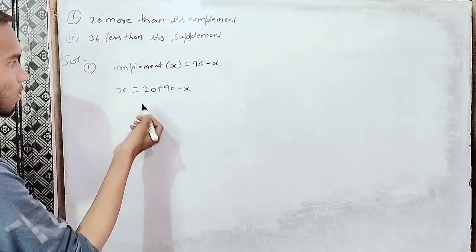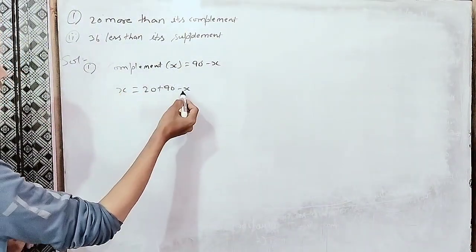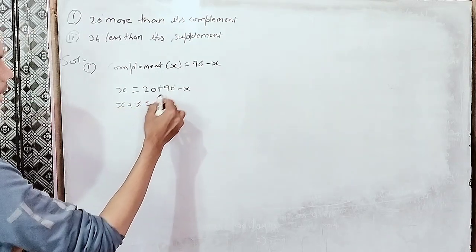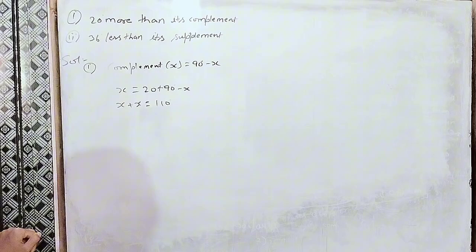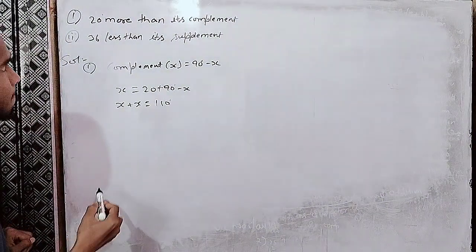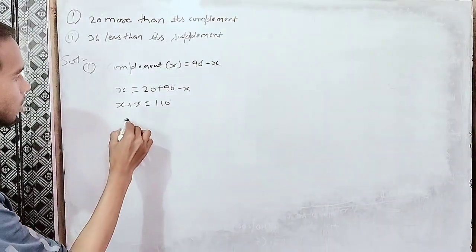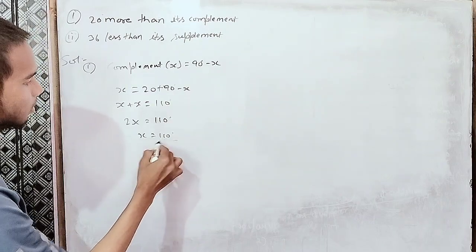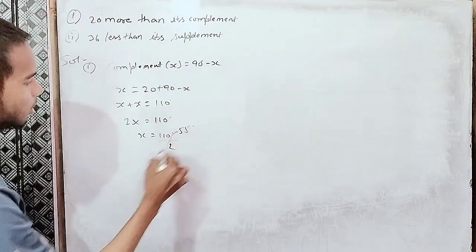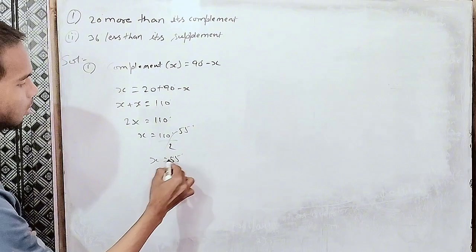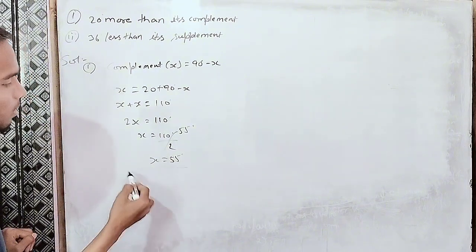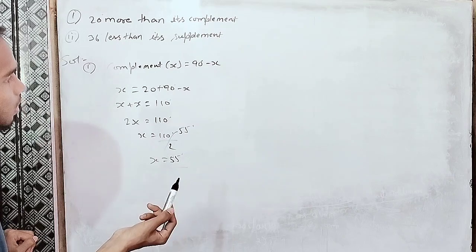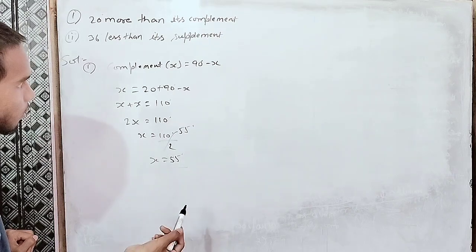Now we have a linear equation. Here you already know what a linear equation is. 90 plus 20 is 110. Clear? Now 2x is 110, so x is 110 by 2, which is 55. Can we say the value of the angle is how much? 55.